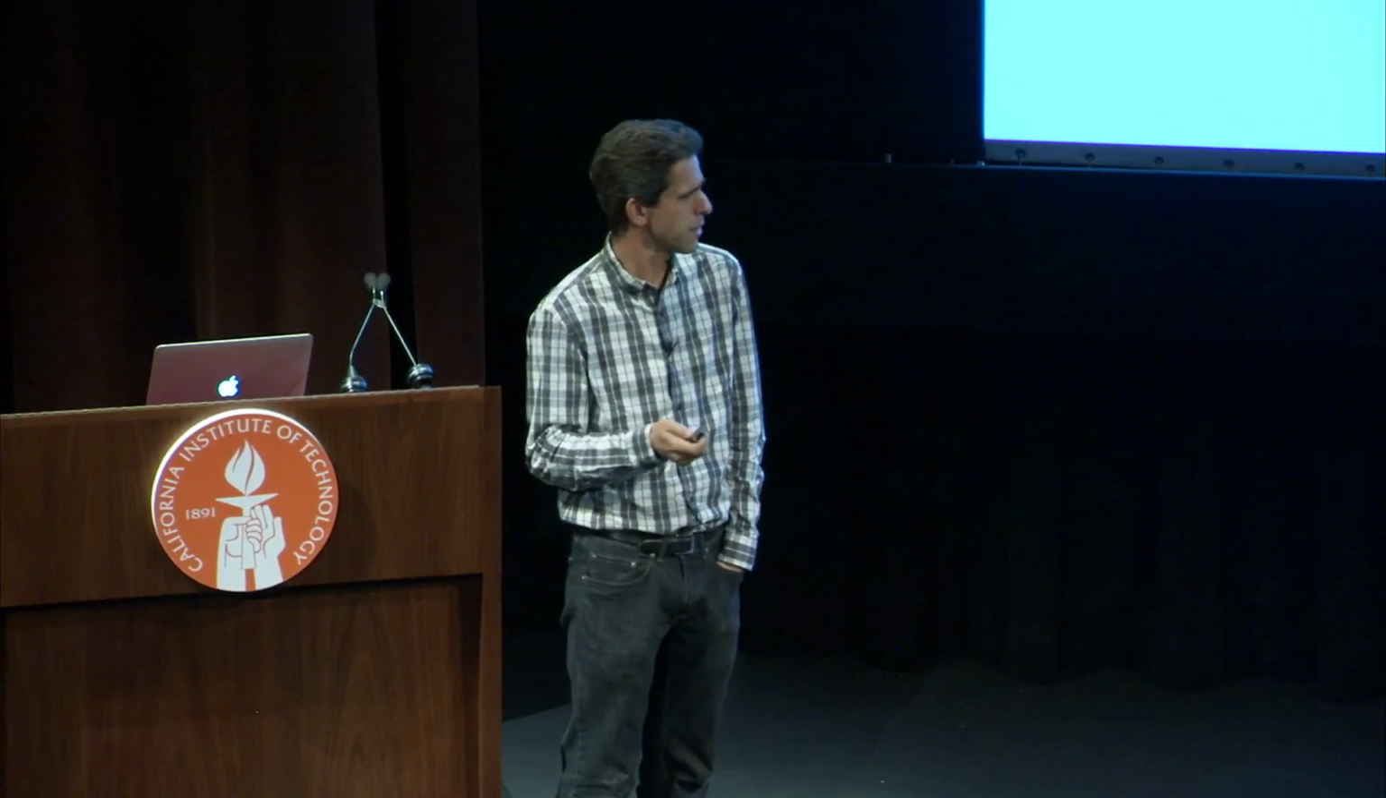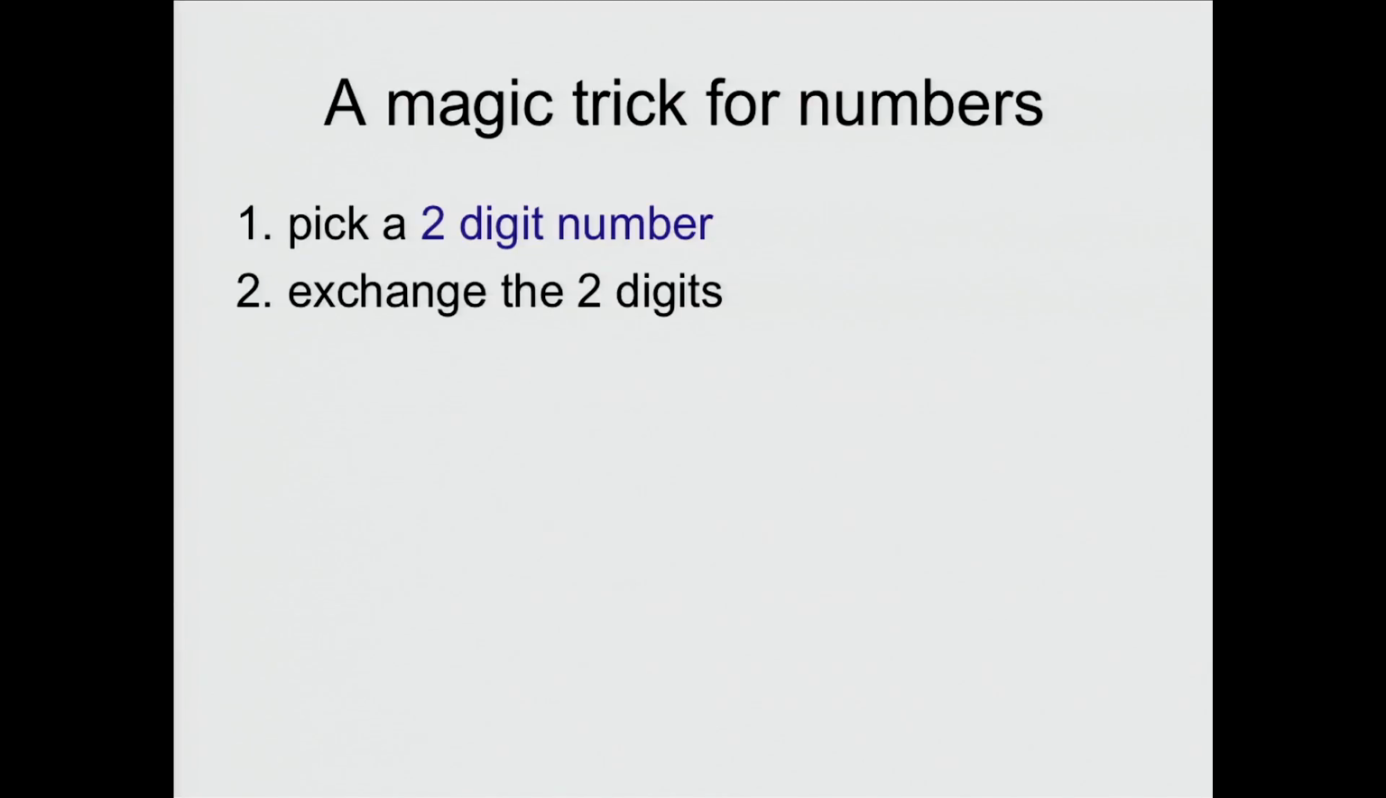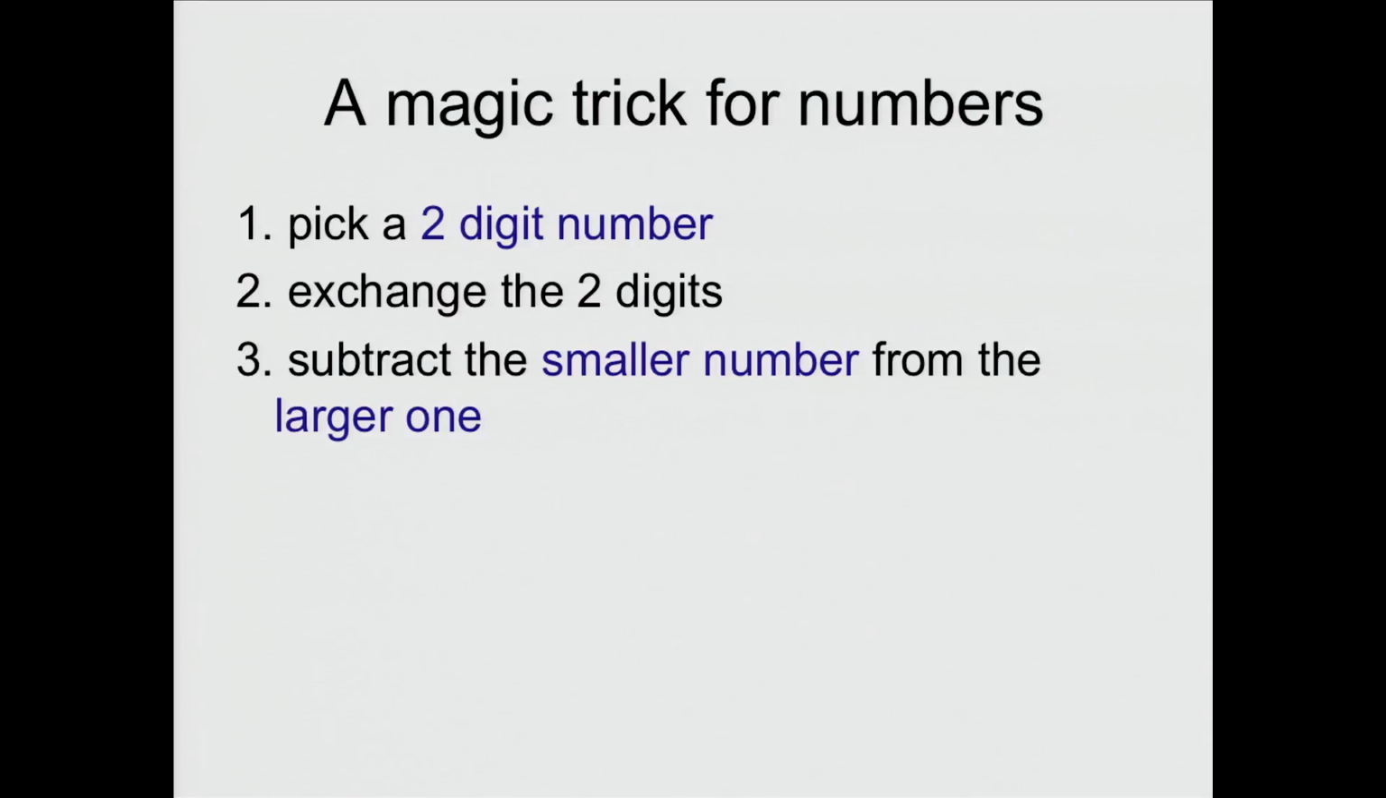To give you a sense of where that magic comes from, I want to first devote one slide to a similar magic trick for numbers. You can do this in your head, or if you have pen and paper, you can jot something down. In your head, pick a 2-digit number. Now exchange the 2 digits and subtract the smaller of those numbers from the larger one. That's the hardest step. Got it? Remember the number that you've got.